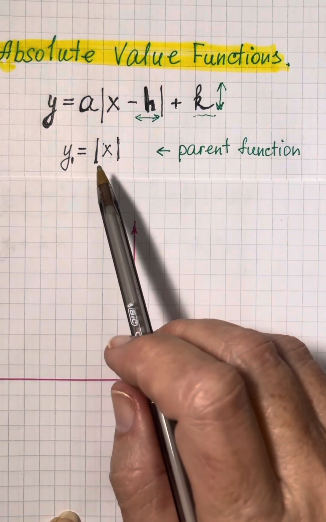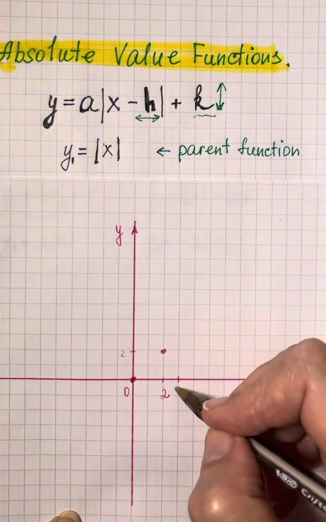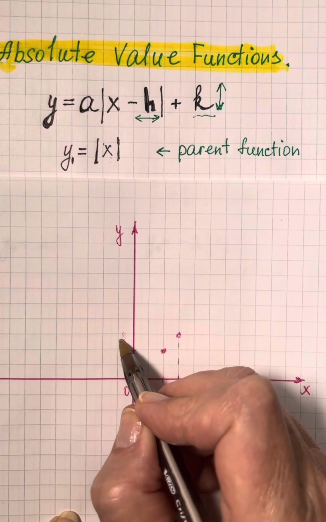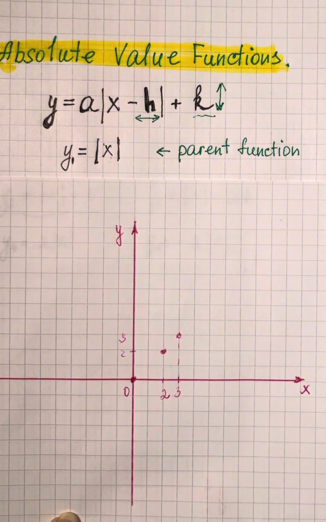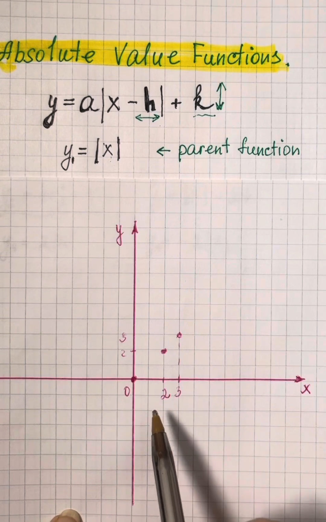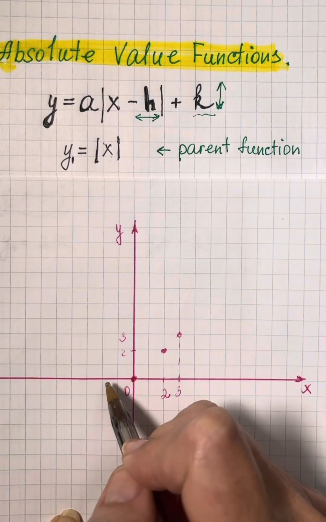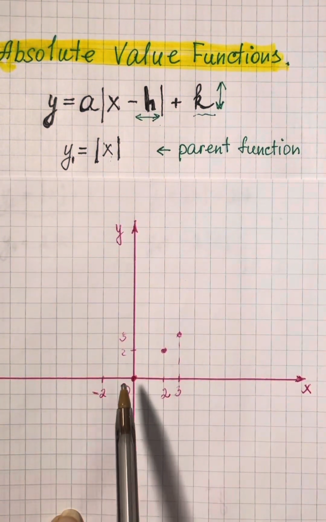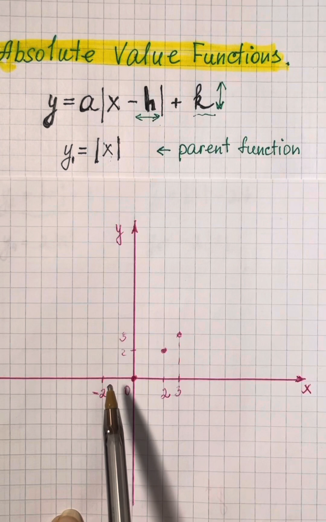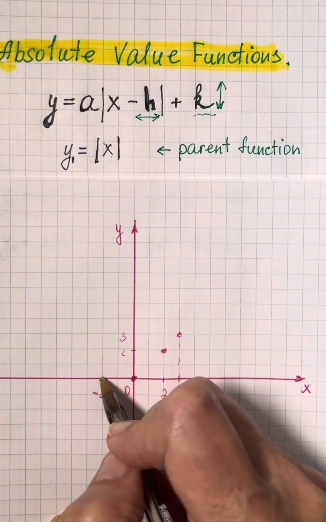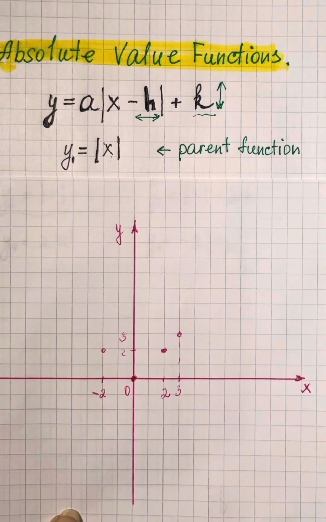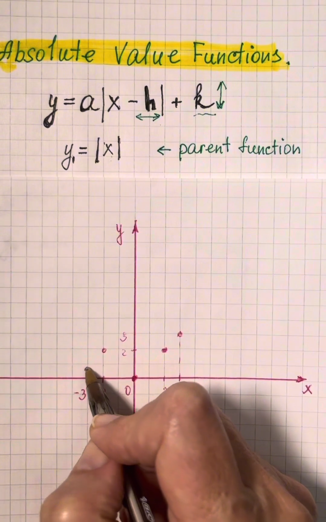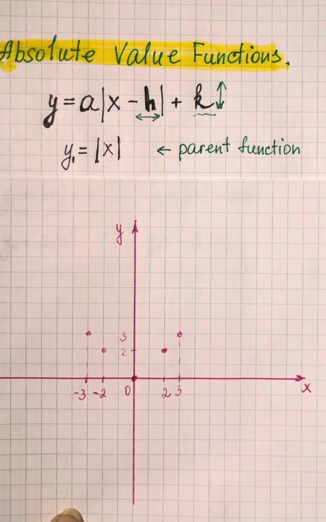Well, let's try 3, for example. 3 for x, and the corresponding y would be 3. Let me try negative numbers now. Negative 2. We know that absolute value of negative 2 equals what? Right, positive 2. All right. Absolute value of negative 3 will correspondingly be 3. Now we have enough points.